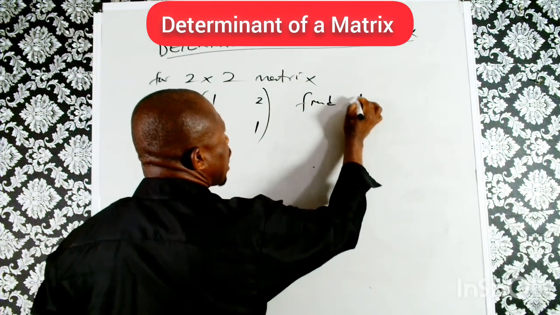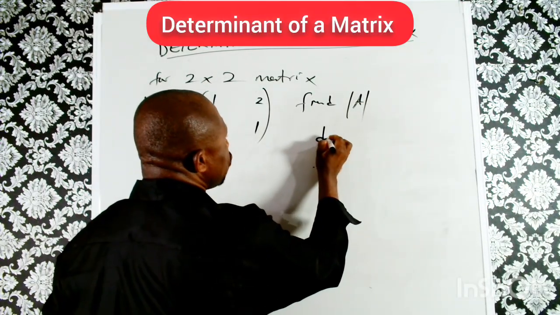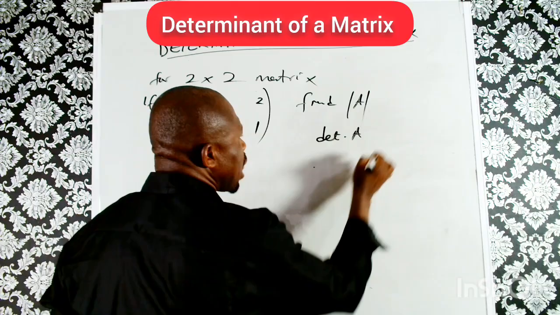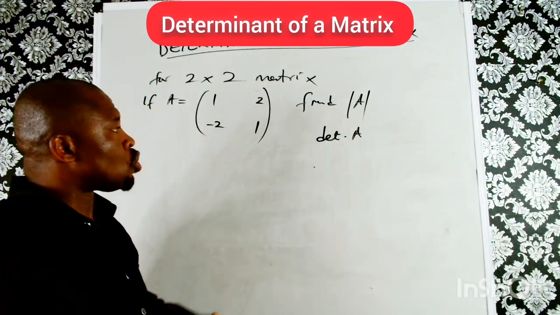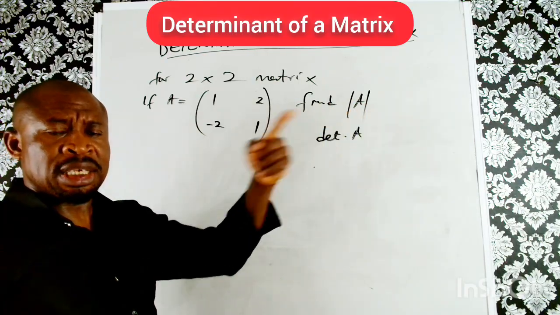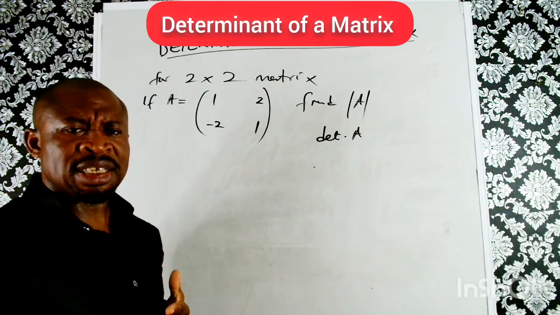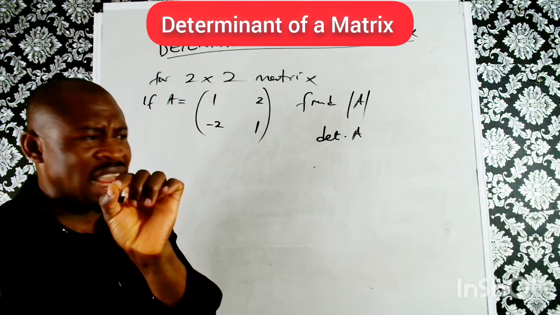Determinant of A can be written as this, or it can be written as delta A. Most books will use delta A, while some will use this. Whichever be the case, do not get confused. Any of them can go. Now, how do we find the determinant? How do we get that single value?